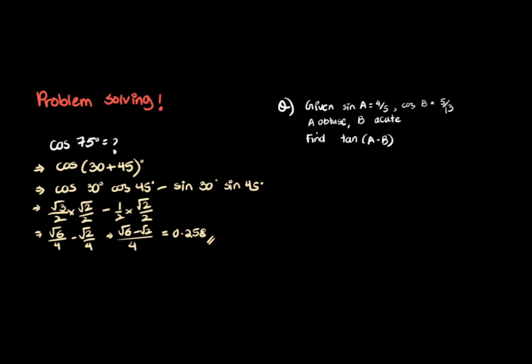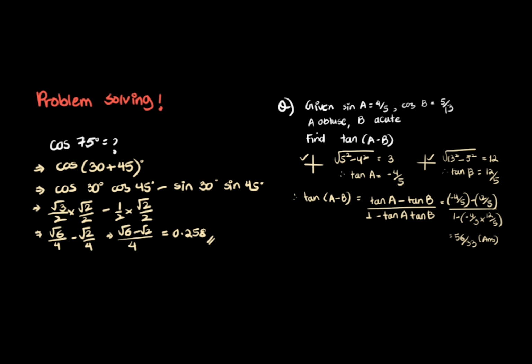Firstly, we decide what quadrant the points lie on. Since A is an obtuse angle, it falls under the second quadrant. Making use of the Pythagoras theorem, we figure out the adjacent side, which is 3 units. Hence, we can find tan A easily. Using a similar approach, we find tan B.